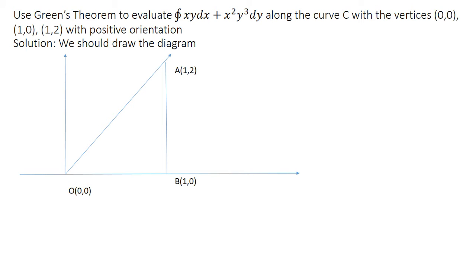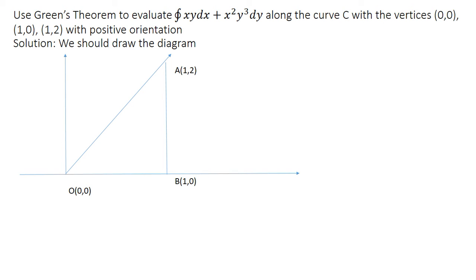We have drawn the diagram, and we should start from the point O, then O to B, B to A, and A to O. Formally we will go anti-clockwise direction, so we need to start from O to B, B to A, and A to O. It's not that O to A to B, and B to O. Since we need to go anti-clockwise direction, we start from O and the direction will be from O to B.